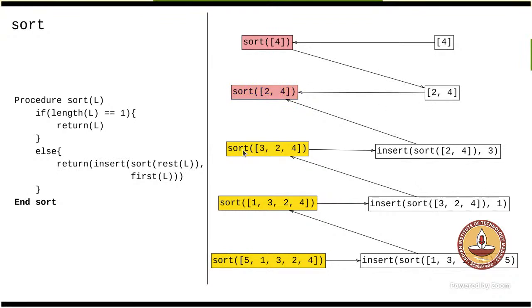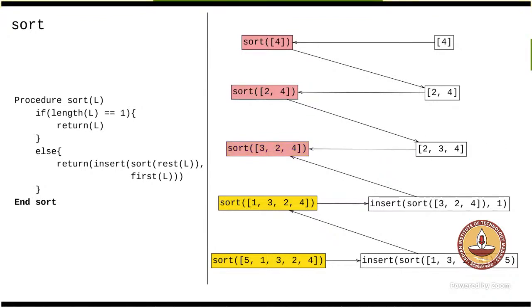So now this will become active, and what will this turn into? 2, 3, 4, right? It's inserting 3 in the right place of this list, right? So 3 will go between 2 and 4. Insert means inserting it into the right place. Exactly, in this case insert means that.